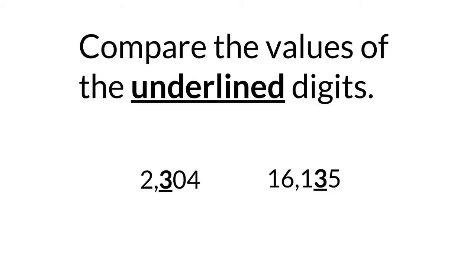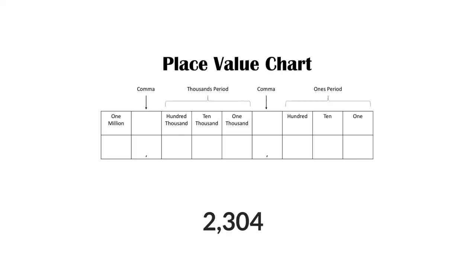Now let's look at two numbers. We're going to compare the values of the underlined digits. We have 3. All right, so let's write our number in our place value chart to make sure we watch the 3. The 4 is in the ones place, so we write 4. The 0 is in the tens place, so we write 0. The 3 is in the hundreds place, don't forget your comma, and then the 2 is in the 1,000s place.